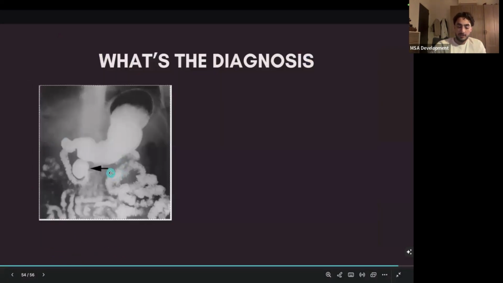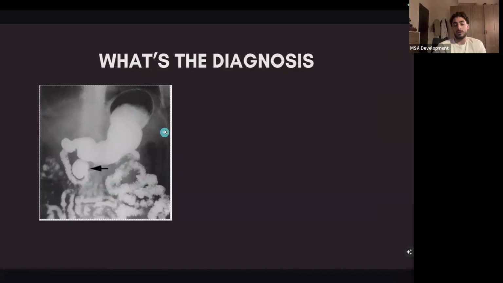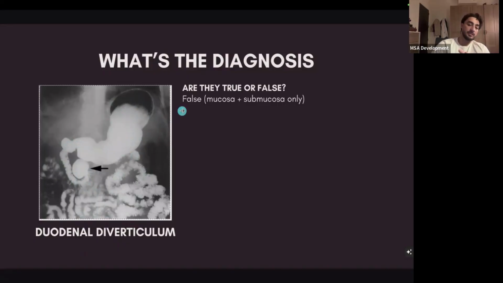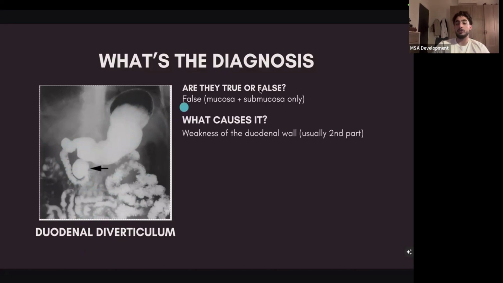All right. Now this is the final thing we're going to talk about. Tell me what the diagnosis is here. Just to orient you, this is the stomach. This would be the duodenum. See this? So this is a duodenal diverticulum. Now, are these duodenal diverticula true or false? They're false. That means it's only an outpouching of the mucosa and submucosa. What causes it? It would be weakness of the duodenal wall, usually the second part of the duodenum.